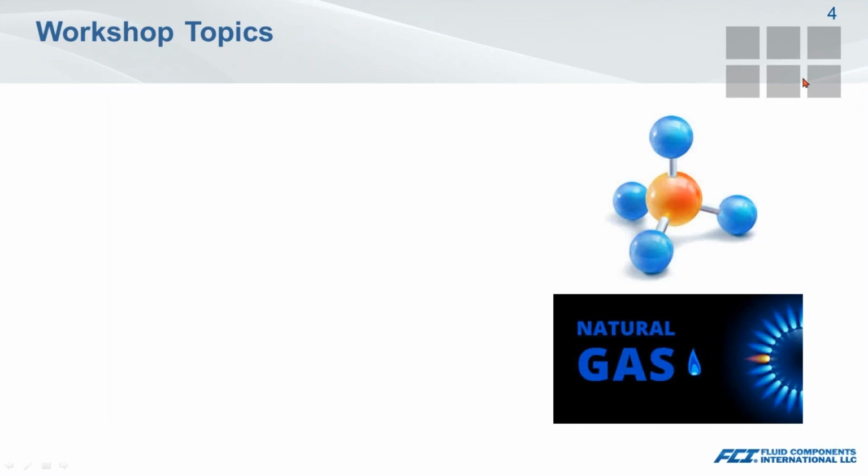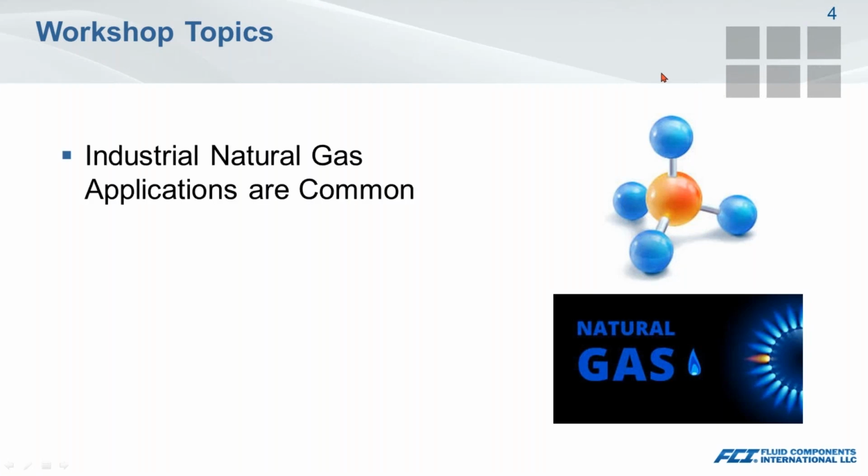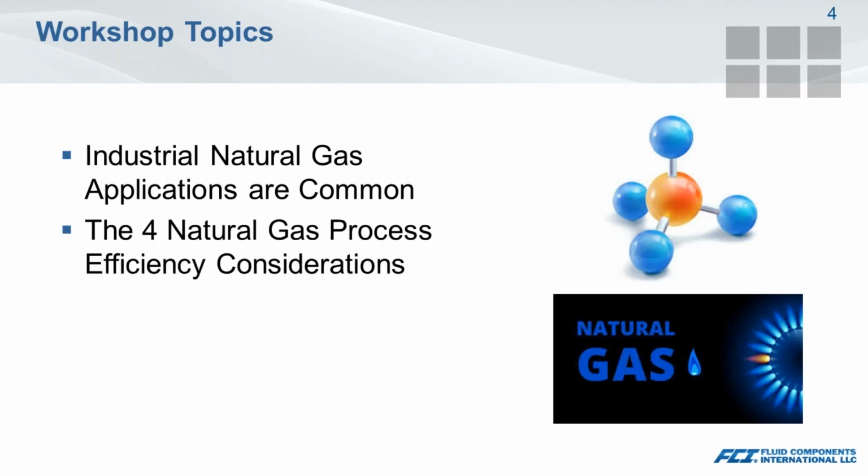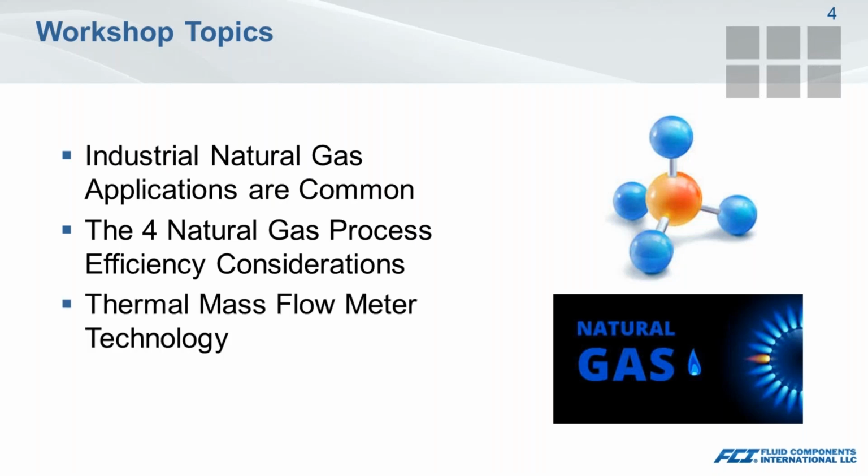For the workshop, there are a few things we're going to cover. The first thing we're going to look at is some of the industrial natural gas applications that we see commonly. We're going to take a look at 4 natural gas process efficiency considerations, go through an overview of thermal mass flow meter technology and how it can meet your needs and your natural gas measurements, and then followed up with a Q&A session. Hopefully at the end of this, we'll see that we all have a greater appreciation for the potential cost benefits that come from a properly instrumented system.